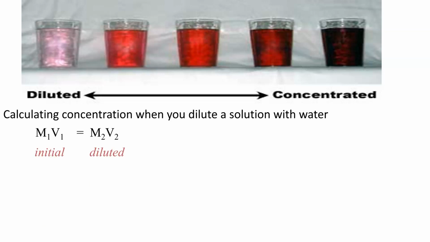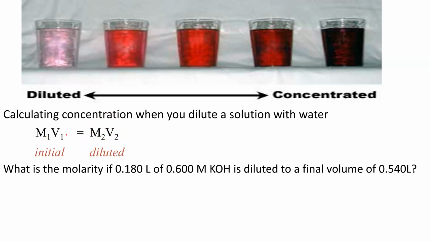The formula to deal with dilution is M1V1 equals M2V2. This is the concentration when it's diluted, watered down. This is the original. So here's an example. The way it works, the M1 and V1 are going to be given to you. There are scenarios where they're not, where they're looking for either the M1 or V1, but we're not going to worry about that right now. We're just going to go with the watered down version.